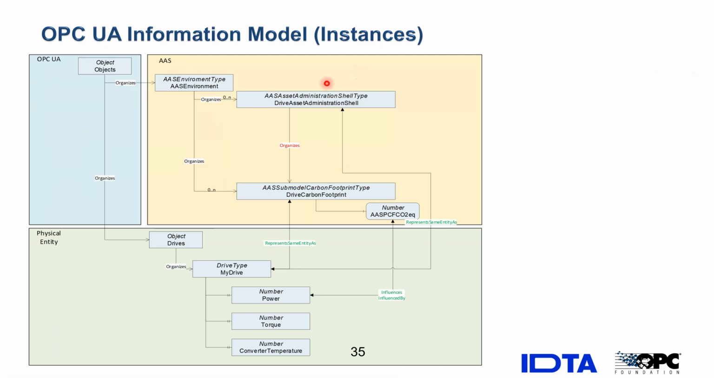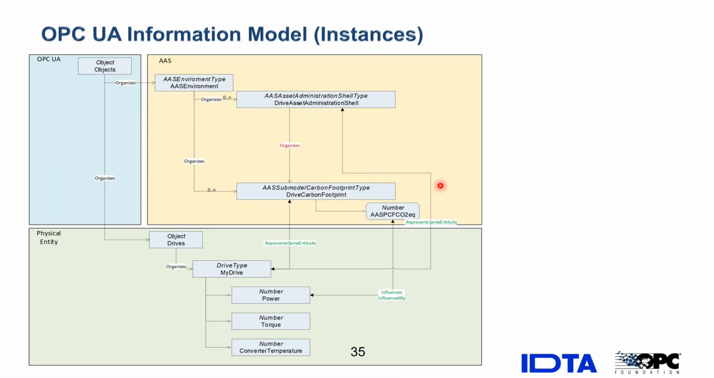What I said is that we have that OPC UA anchor in the instance model, that is the object, and below that one, we put in our AAS parts, the AAS environment, the drive asset administration shell, for example, and then we have the drive product carbon footprint here. So the yellow part is the instance part of the submodel inside the OPC UA information model.